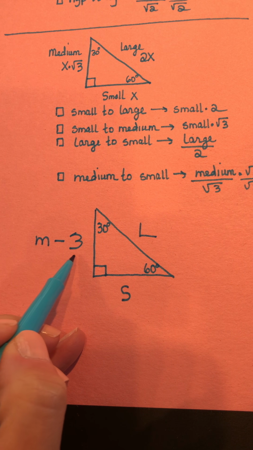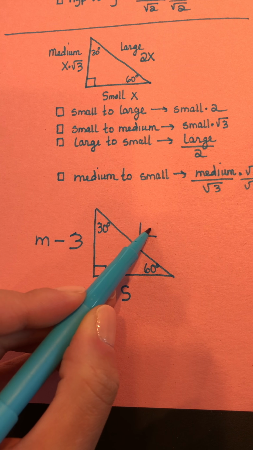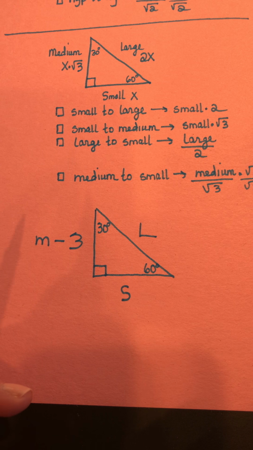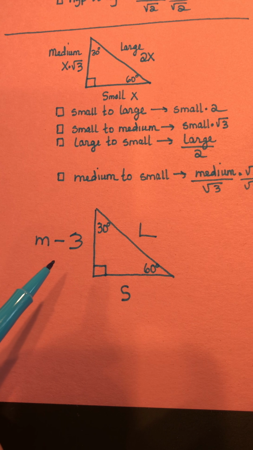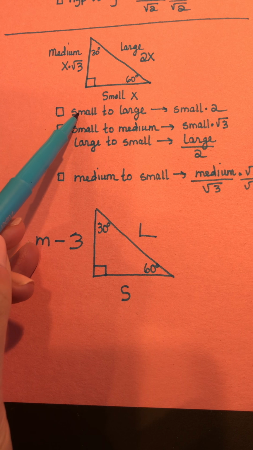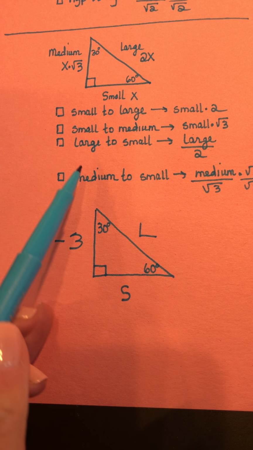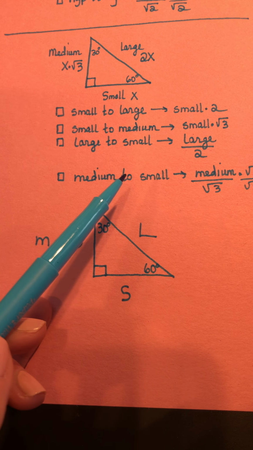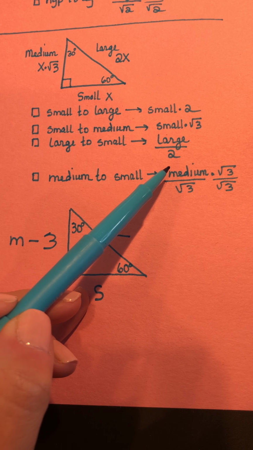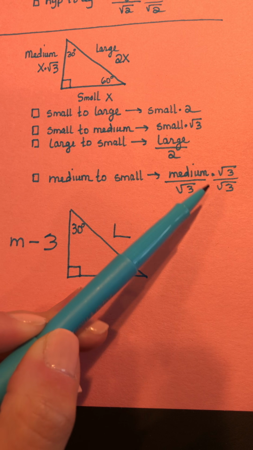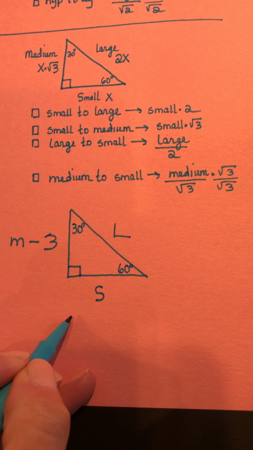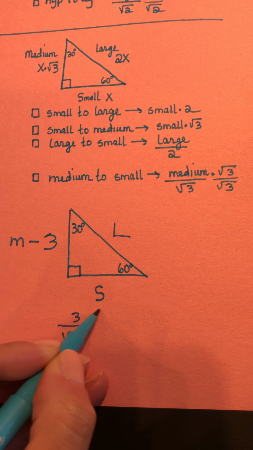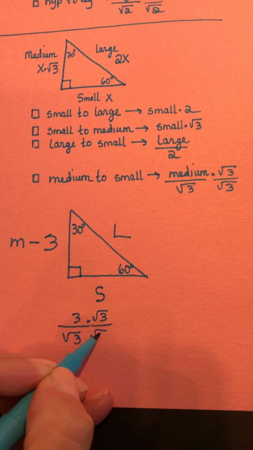So given my medium side, should I go large or should I go small? Well, there's only one formula that starts with my medium side. And if I look, it's this one. So this is telling me you need to go from the medium to the small. And in order to do that, I take medium, divide by root 3, multiply by root 3 over 3. So I'm going to take my medium side, divide by root 3, times root 3 over 3.